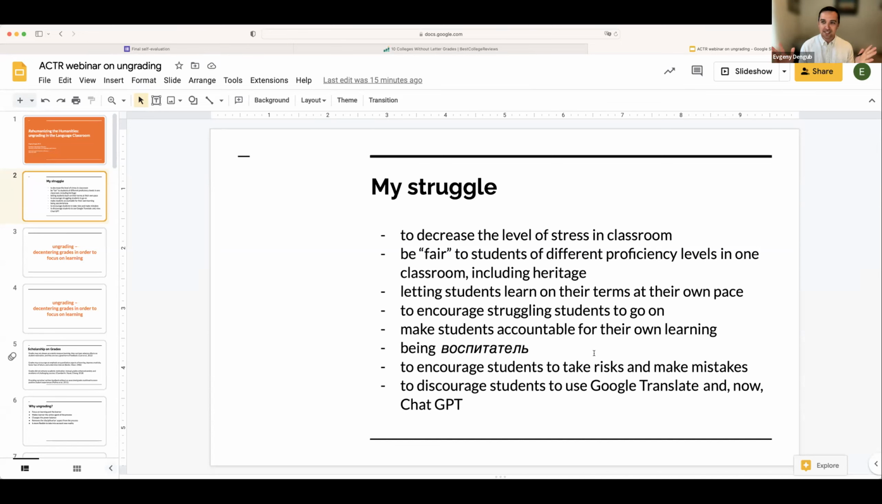So my struggles as an educator, I always struggled with how to decrease the level of stress in the classroom. Russian, as we all know, is not an easy language. So students are naturally stressed about learning Russian and excelling in school. So how do we keep our students comfortable? At the same time, how can we be fair to students of different proficiency levels in one classroom, including heritage students? Because very quickly, starting semester two, even in the first semester, our students' proficiency levels become different. So how do we encourage students to learn at their own pace, on their own terms?